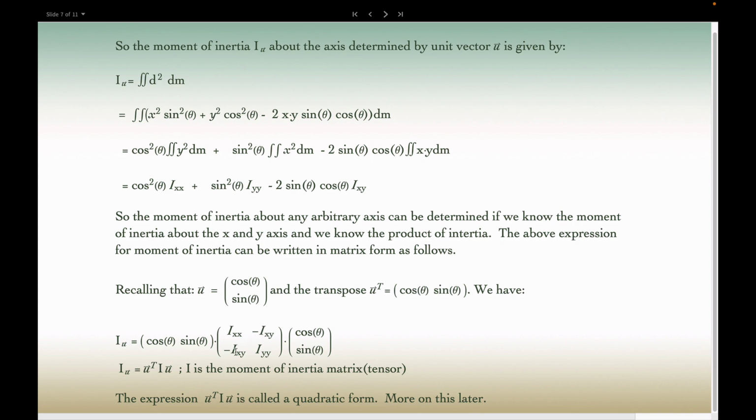The moment of inertia matrix is a symmetric matrix, and it is for a given lamina. You compute the moment of inertia with respect to the x-axis, compute the moment of inertia with respect to the y-axis, compute the product of inertia, and your matrix is formed this way. When you have an expression like this, u transpose I times u, that's referred to as a quadratic form.